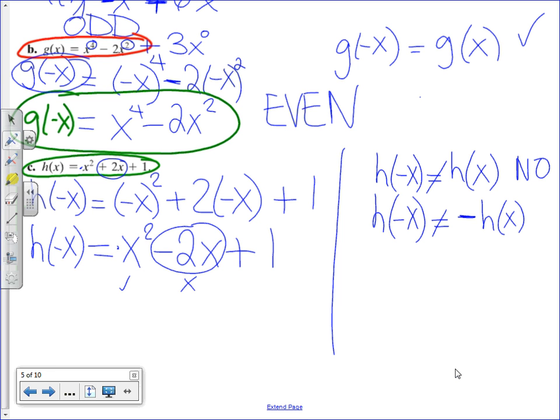I'm sorry, we're checking for opposite, right? So this is the opposite. But then if you look at the other ones, they remain the same, right? So when you have some of your signs change, others didn't, then the function is neither.